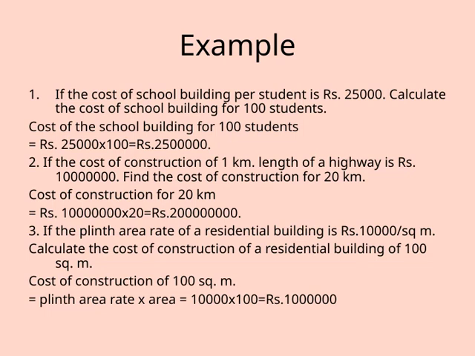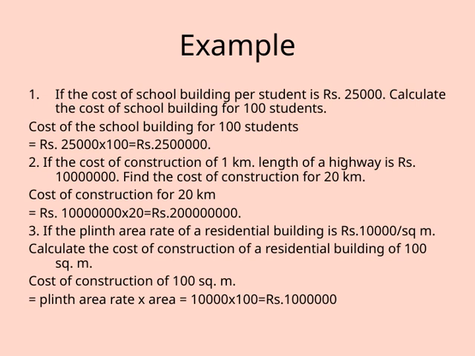Let's look at some practical examples to understand how we can calculate costs using simple multiplication. First, consider the scenario where the cost of constructing a school building is Rs. 25,000 per student. If we want to find out the total cost for 100 students, what do we do?